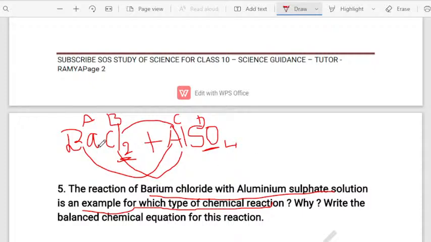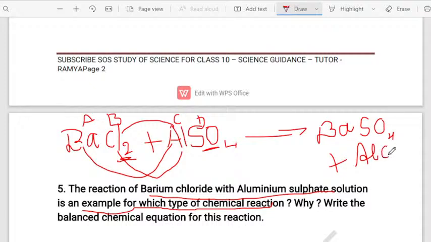The right answer is barium sulfate. You can check here: BaSO4, barium sulfate, and also aluminium chloride, AlCl3, is the answer. This is an example of a double displacement reaction. A always combines with D, B always combines with C.